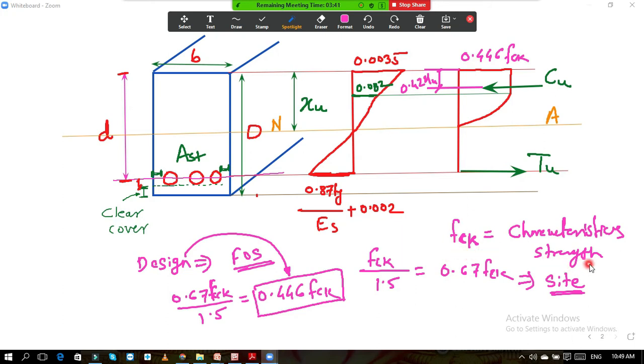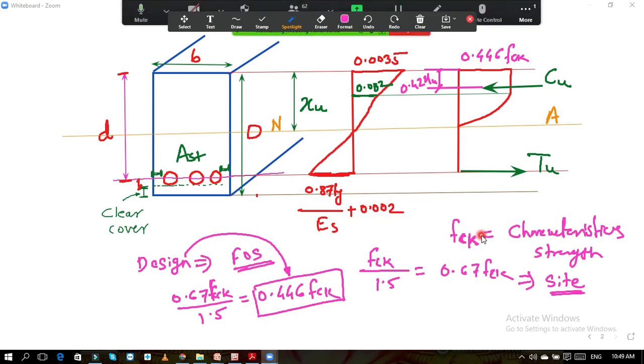FCK is the characteristic strength, but it is the characteristic strength when we prepare small blocks, 10, 15, 20, 30 blocks, and we test those blocks on a compressive testing machine. The size of those blocks is very small as compared to the construction on the site. The size of those blocks is just 15 centimeter by 15 centimeter by 15 centimeter, or we can say 150 mm by 150 mm by 150 mm.